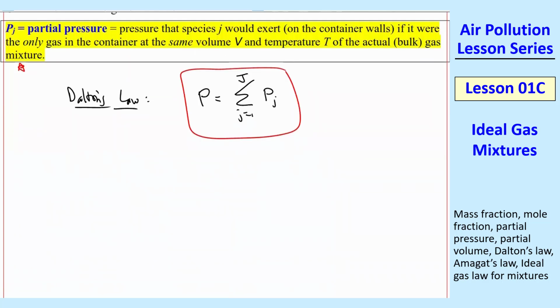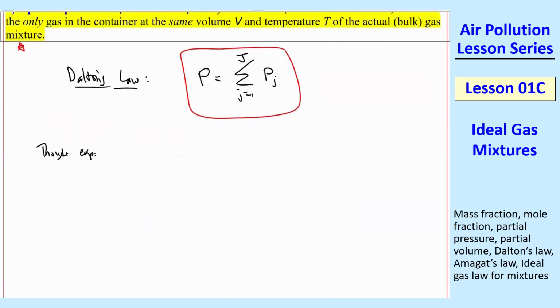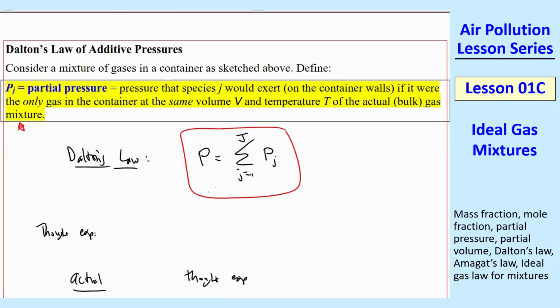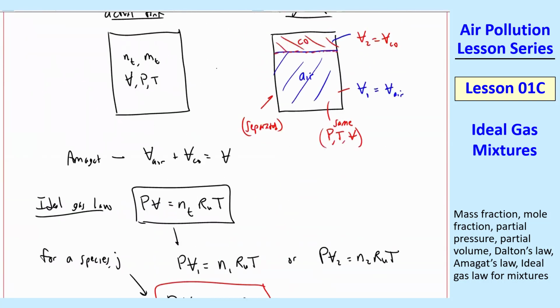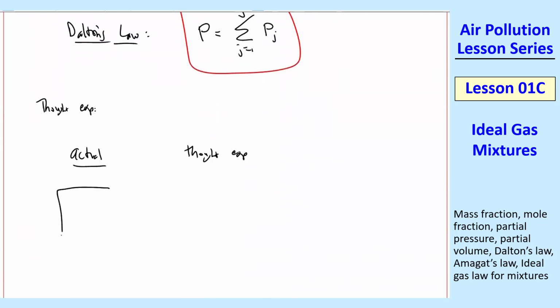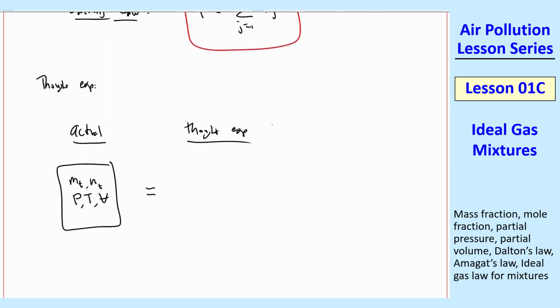So let's do a similar thought experiment. I'll do the same thing. This is the actual, and then I'll have the thought experiment here like I did before. And I think I forgot to put an equal sign. So this is really the same thing, just expressed a different way. But now I'm going to make the actual tank. Again, we have some total mass, some pressure, some temperature, some volume, some total number of moles of molecules. And that's equal in our thought experiment to this. Again, if there are only two gases, take the same air and carbon monoxide as our example.